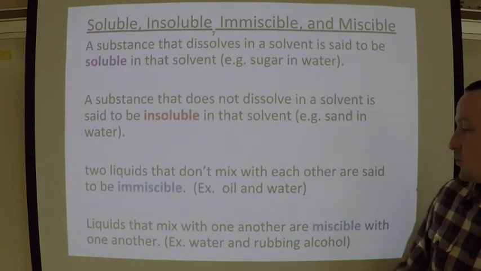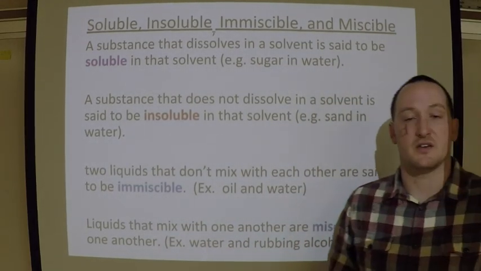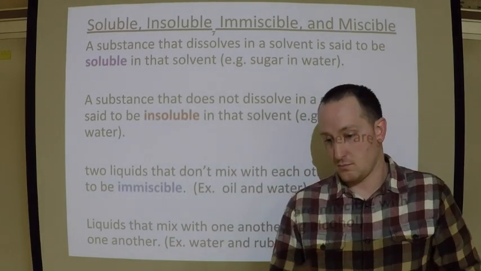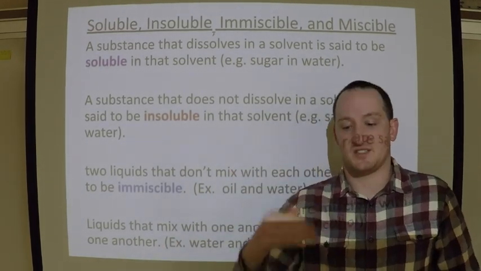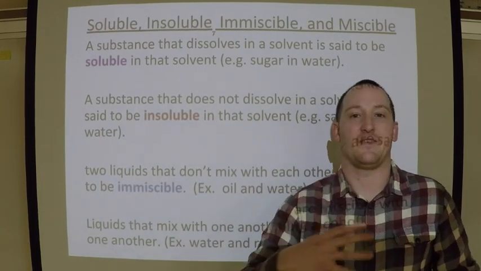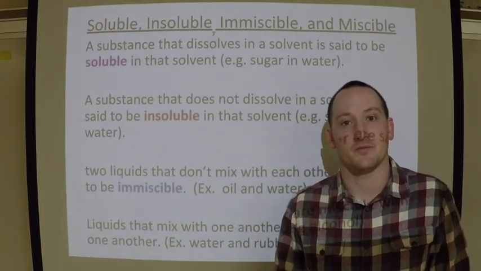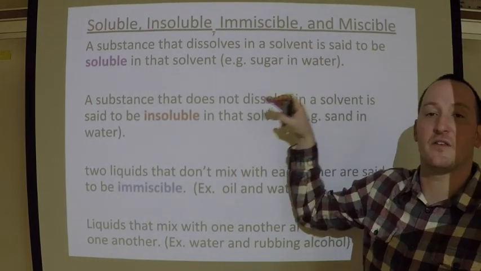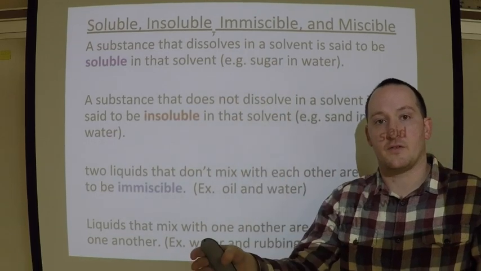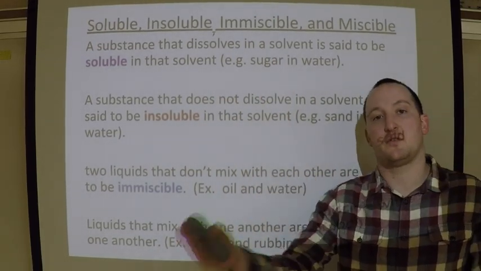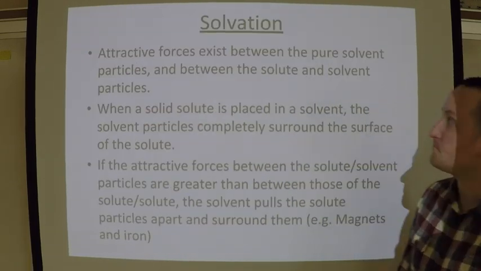Something like that would be water and rubbing alcohol. If you took rubbing alcohol and water, mixed them together, and let them sit there, you would not see two layers. You wouldn't see two different substances. They mix together, and you wouldn't be able to tell that there are two substances in there. So soluble and insoluble describe solids with liquids. Miscible and immiscible describe two liquids going together.